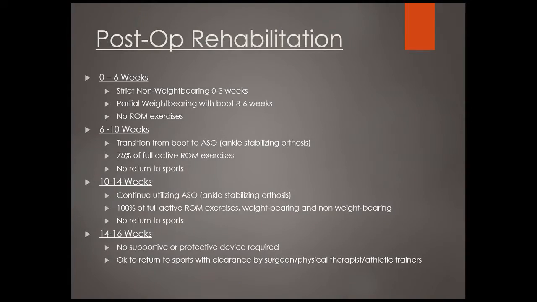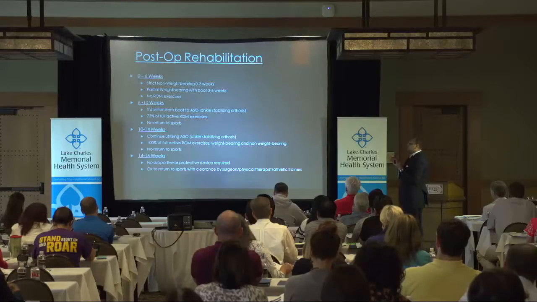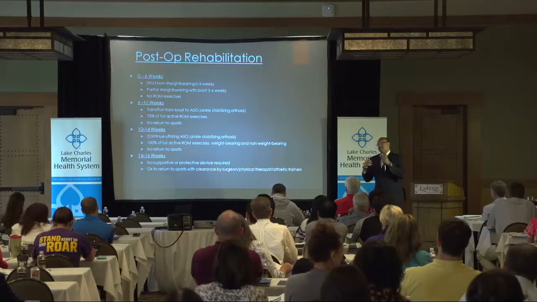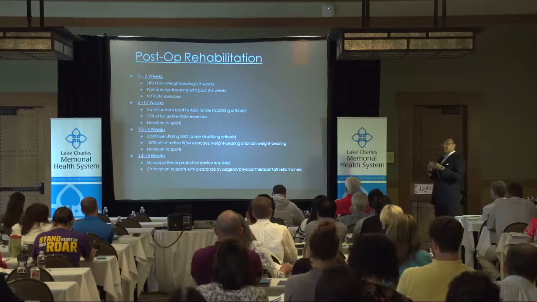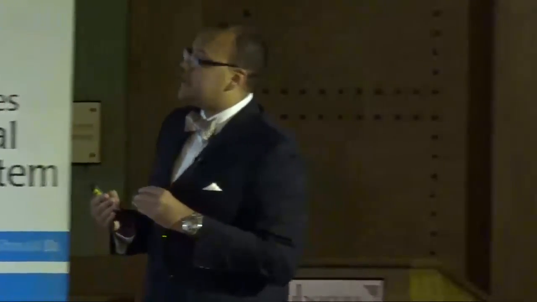Post-operatively, there's a big difference from a non-operative ankle sprain. So the first 6 weeks: strict non-weight bearing for 3 weeks, then we gradually introduce partial weight bearing at 3 to 6 weeks. So you can see that 6 to 10 weeks is when we send them to you guys. That's when we initiate the range of motion activities, not quite full. I go about 75% of full activity, and then 10 to 14 weeks is when we really get on it.